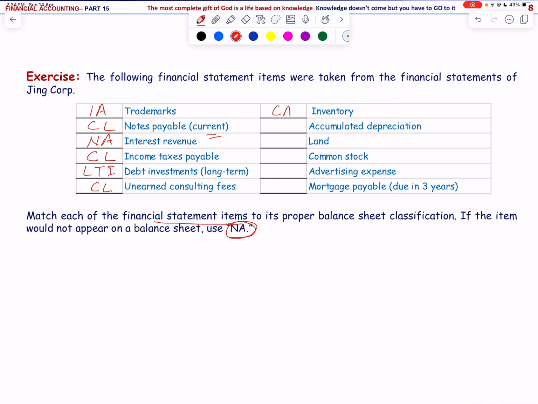Inventory is a current asset. Accumulated depreciation is property, plant and equipment. Land is also property, plant and equipment. Common stock is stockholders' equity. Advertising is not applicable. This is for the income statement. And mortgage payable is a long-term liability.